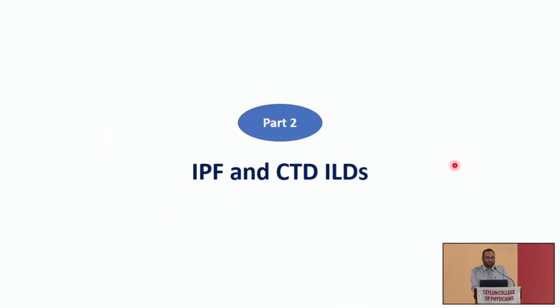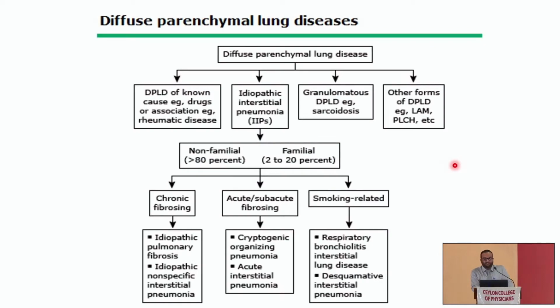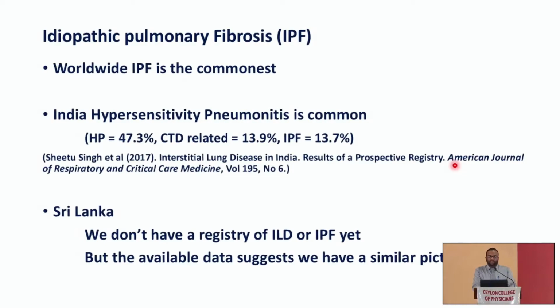So I'm coming to part 2 of my lectures, where I'm going to talk a little bit about IPF, idiopathic pulmonary fibrosis, and connective tissue disease associated ILDs. What is IPF, or idiopathic pulmonary fibrosis? In our classification, it comes as idiopathic interstitial pneumonia, chronic fibrosis type. So this is the commonest interstitial lung disease worldwide, but in India, hypersensitivity is more common. We don't have our own ILD registries in Sri Lanka yet, but we believe it behaves the same as India.